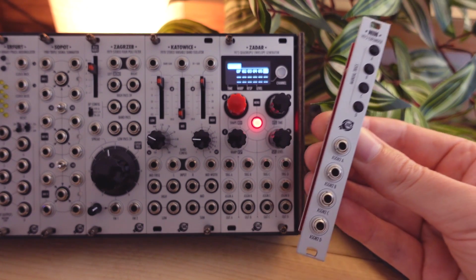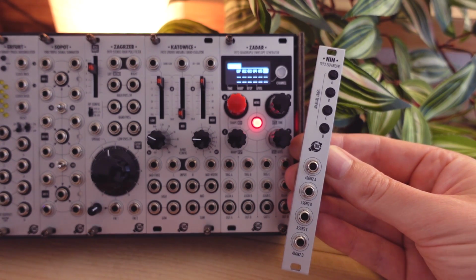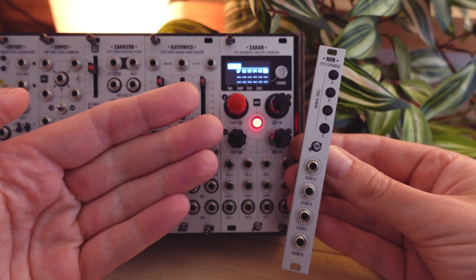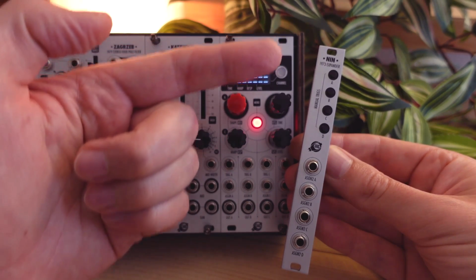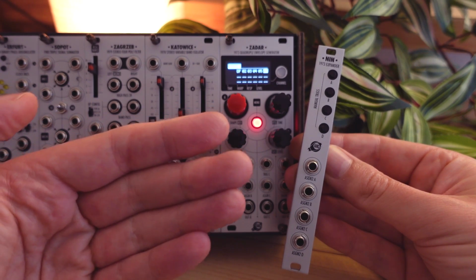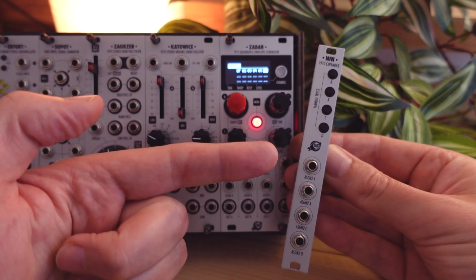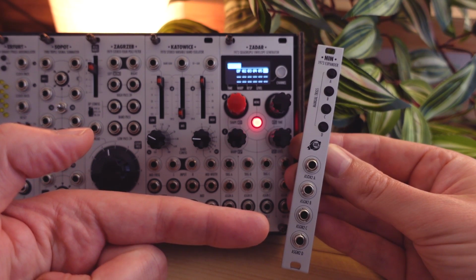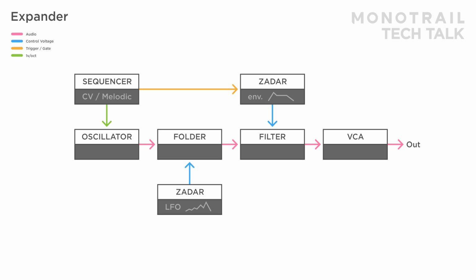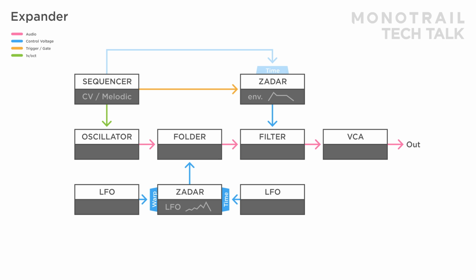I want to keep this video compact and focus on Zadar itself, but I do want to briefly mention there is an expander available for Zadar. It offers 4 manual gate buttons, one for each channel. This can be nice for performances, but more importantly, it adds a second CV input to each of the 4 channels. I won't demo all the possibilities, but this opens up another level of modulation. For example, you can modulate the warp and frequency of an LFO, or the speed and response of an envelope, and so on.